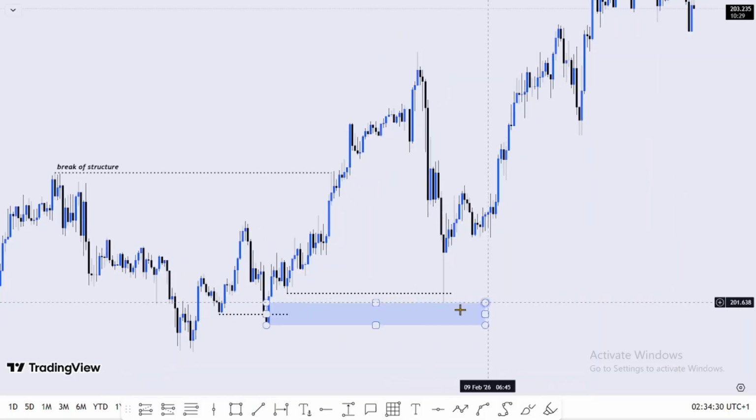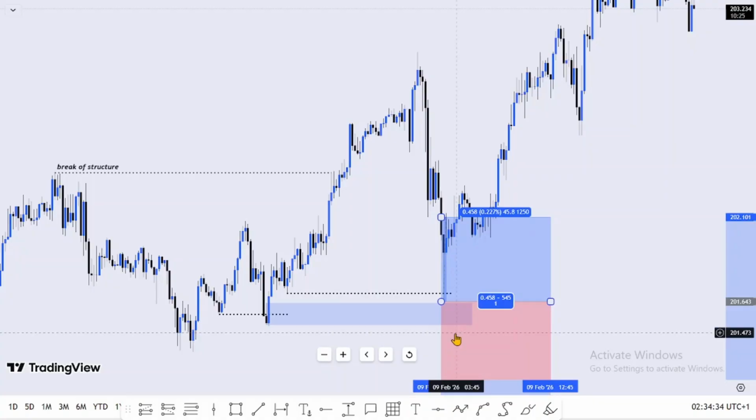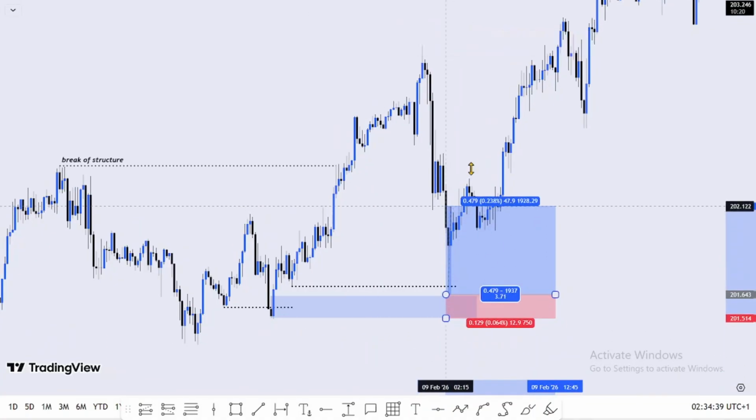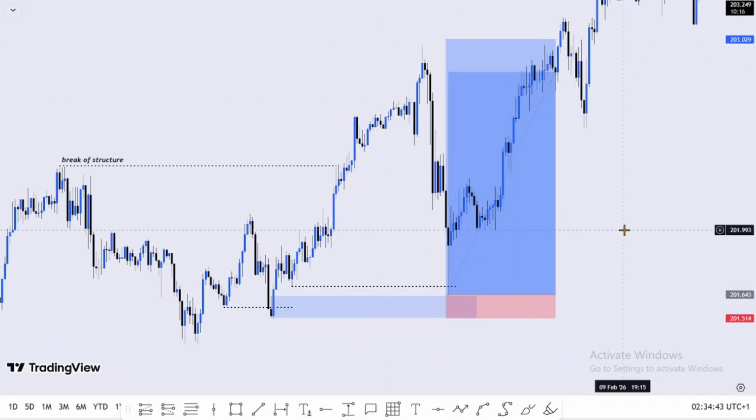So what is price going to do? At this point, we can take our entry from this place and put our stop loss at the low of the other block, then target the external. This is called the external of the range, this high. So this is a simple trade.